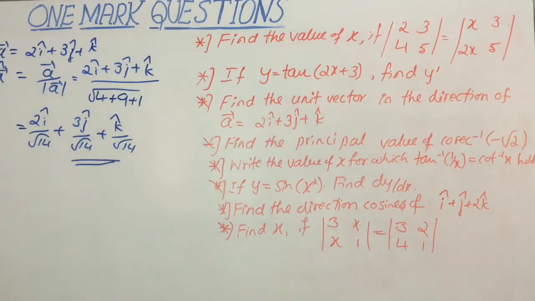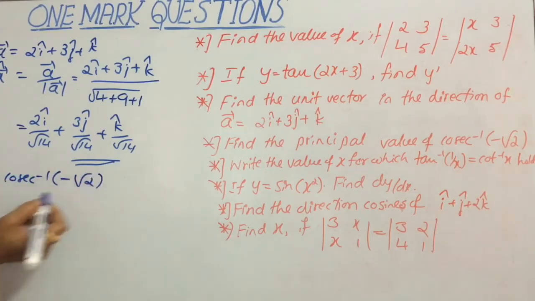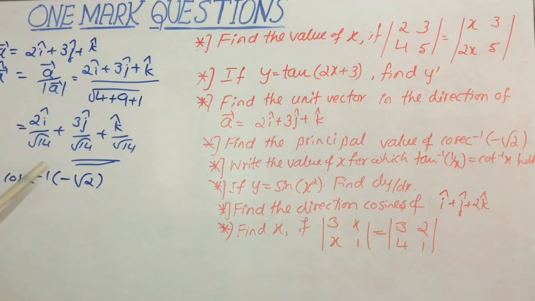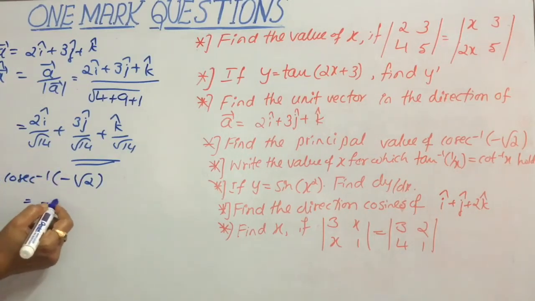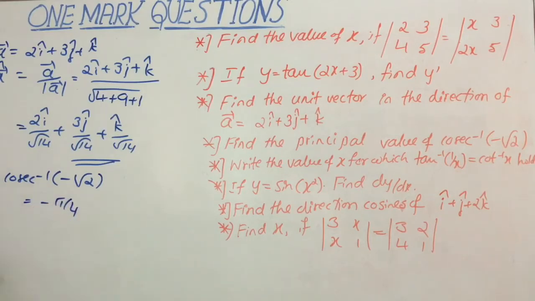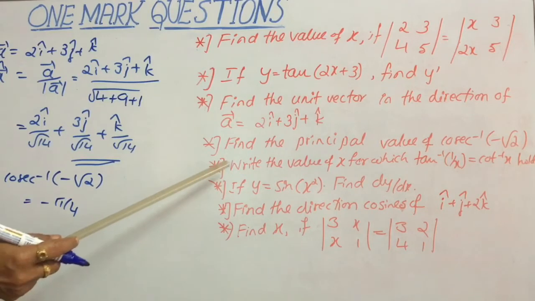Find the principal value of cosecant inverse of minus root 2. We know that the principal value of cosecant inverse of root 2 is pi by 4. Therefore, the principal value of cosecant inverse of minus root 2 is minus pi by 4. Now move on to the next question.